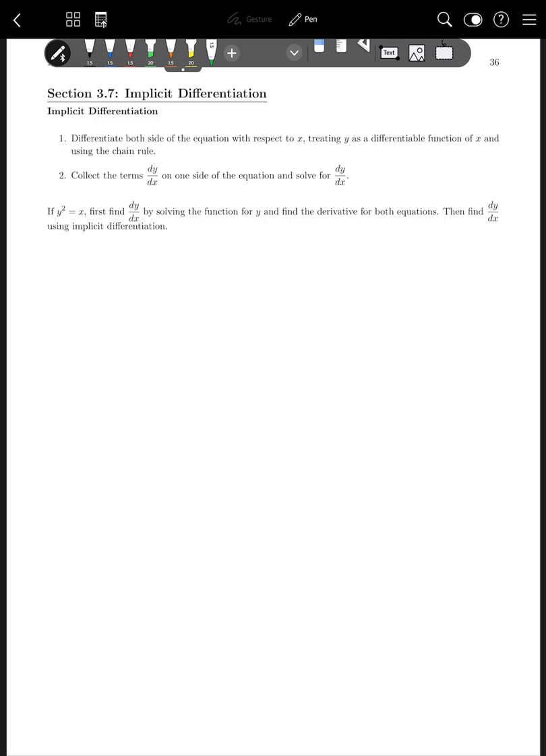So to show you an example of this, let's deal with an equation that we could do either way. If y squared equals x, first find dy dx by solving the function for y and finding the derivative of both sides. Okay, so let's try that. We've got this equation. It's not a function, but I could write it as two functions by writing y equals plus or minus the square root of x. So we get both of those.